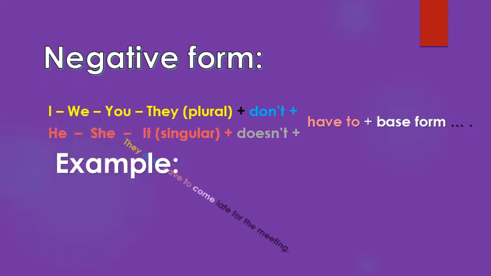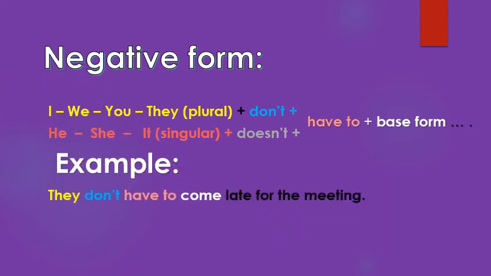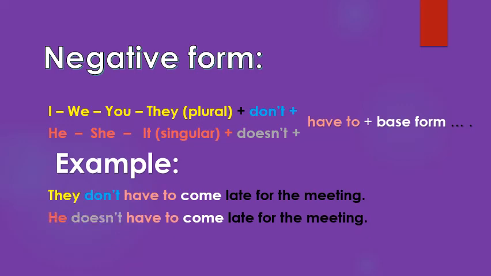Here we have an example. They don't have to come late for the meeting. Another example, and he doesn't have to come late for the meeting. So here we add don't. Why? Because the subject is plural. And here we add doesn't. Why? Because the subject is singular. And we add have to for both sentences. Why? Because it is negative form. لأنها بالشكل النفي.